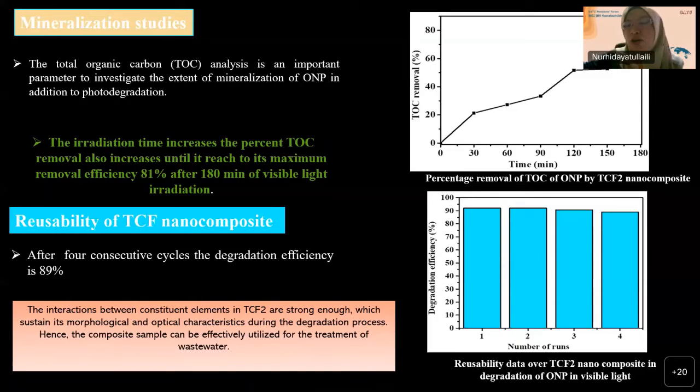And in terms of the recycle or reusability of this system, the efficiency is maintained up to 4 cycles. This is because of the good interactions between the 3 elements in the hybrid system, which sustain the morphology, optical, physical, and light absorption properties during the series of degradation processes.